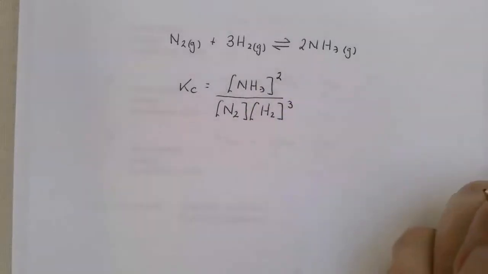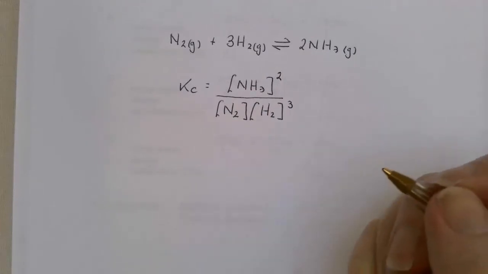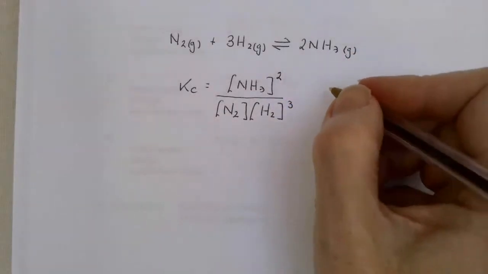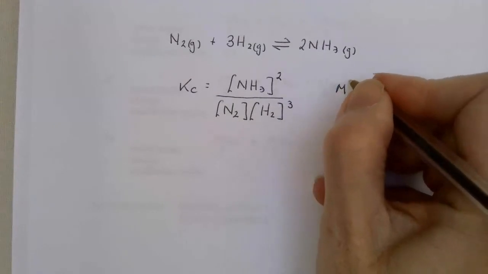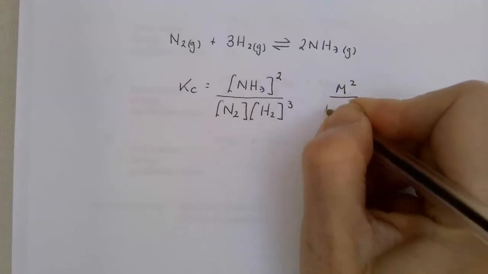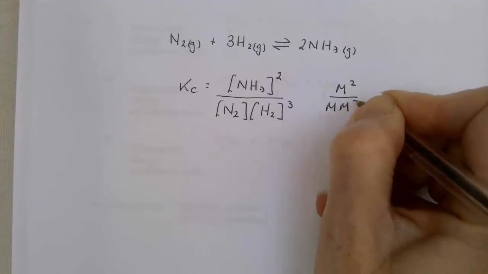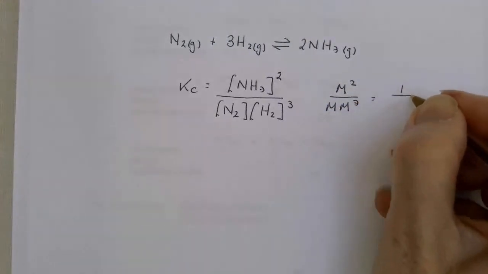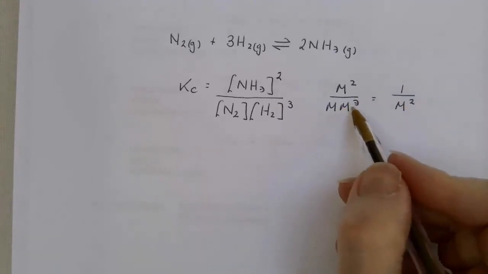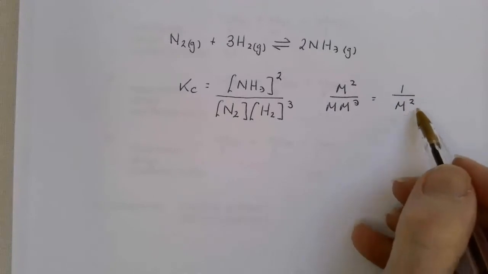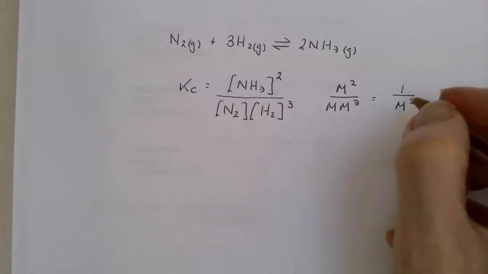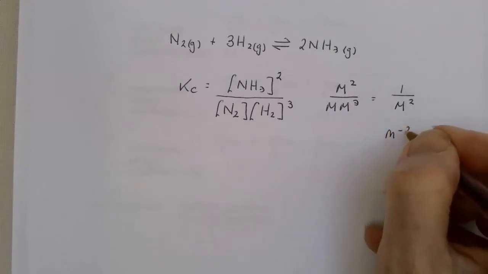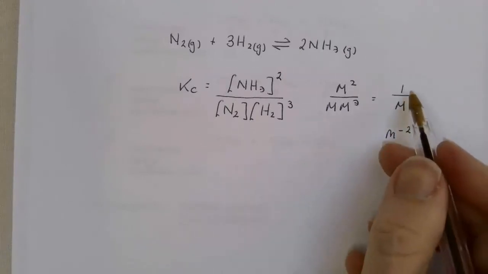So that's our expression. But what we now need to do is work out the units. So again, using m's, I've got m squared divided by m times m cubed. Now that simplifies to 1 over m squared, because I've got 4 on the bottom, 2 on the top, so it cancels down to this value, or m to the minus 2. So bring that m up to the top.